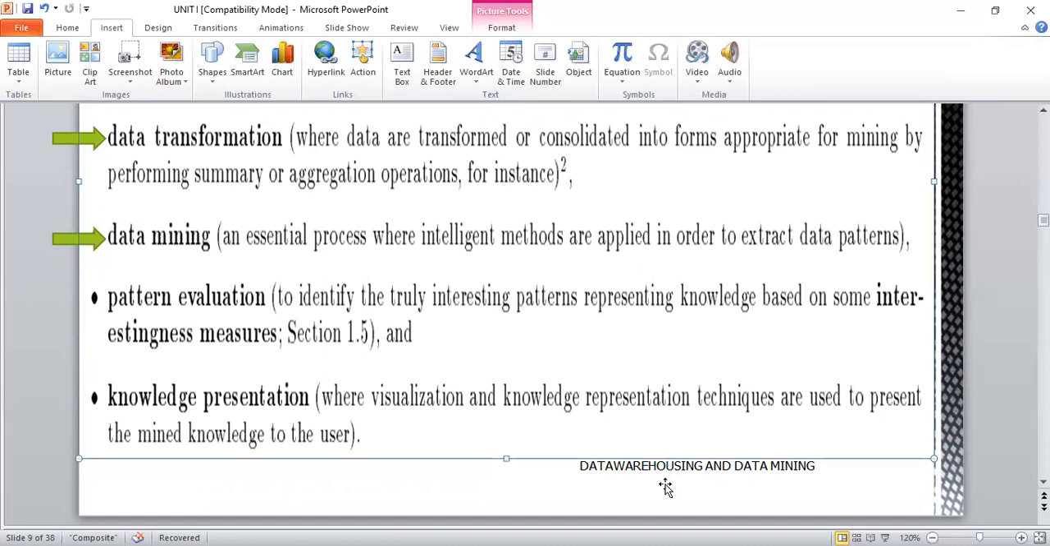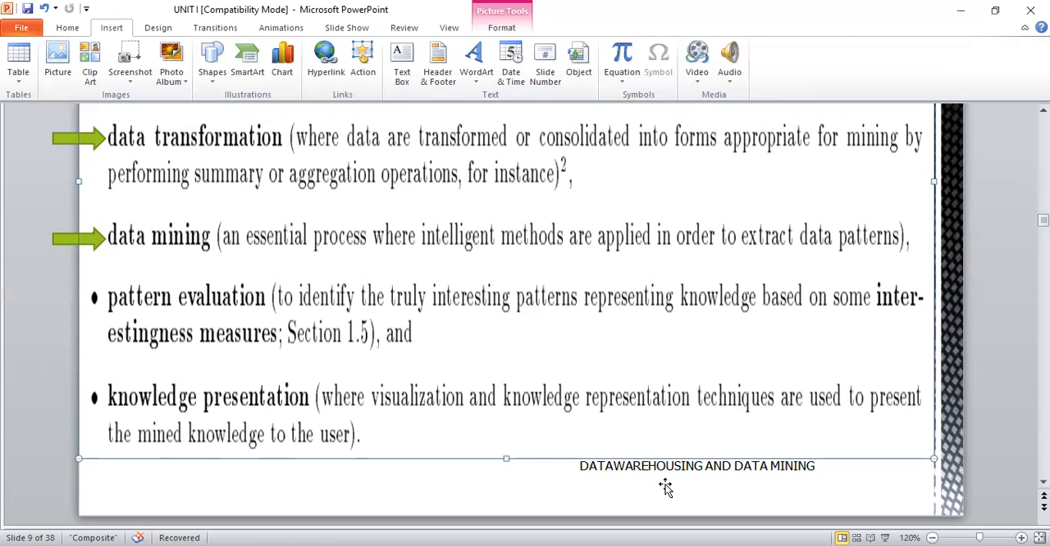Then comes pattern evaluation. When some interesting patterns are extracted by utilizing data mining techniques, then we will evaluate those patterns. How will we do that? You will find the interestingness score of each pattern. What is the meaning of interestingness? How simple that pattern is, meaning easily understandable. Then you will check how novel that pattern is, how much new information or increased performance it is providing. That is pattern evaluation.